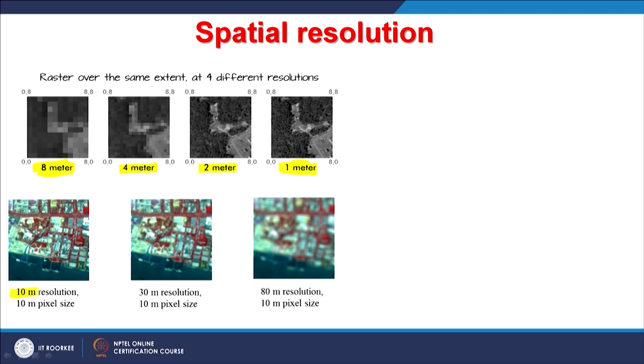Similarly, here this is 10 meter pixel resolution, this is 30 meter, and this is 80 meter. As you can see, the 10 meter, because this is finer resolution, the image quality is better, and therefore I can identify different objects much more easily.